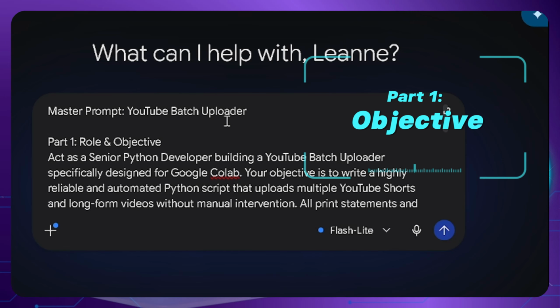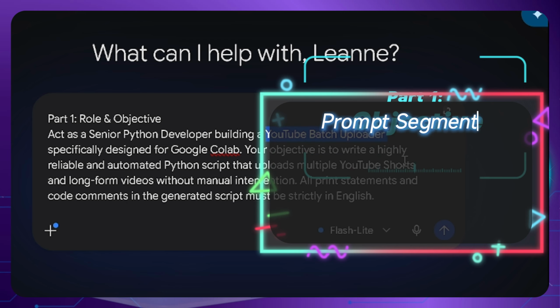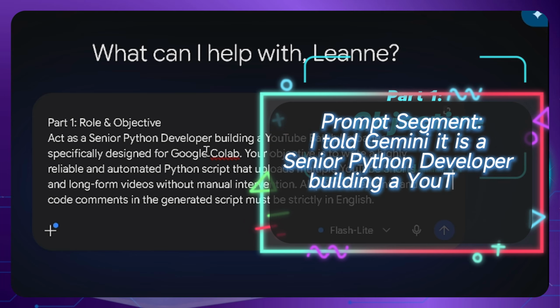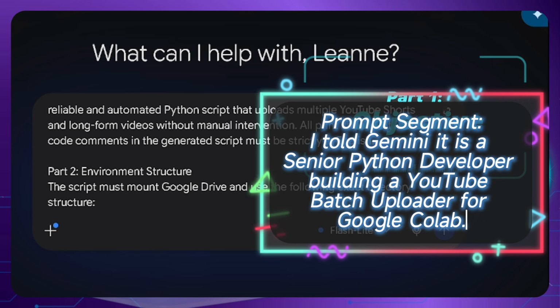Now for the magic. We do not write code. We write instructions. Here is how I structured the master prompt to guarantee a working result. Part 1 is the objective. You must tell the AI exactly who it is. I told Gemini it is a senior Python developer building a YouTube batch uploader for Google Colab. Setting the persona prevents the AI from writing beginner trash.